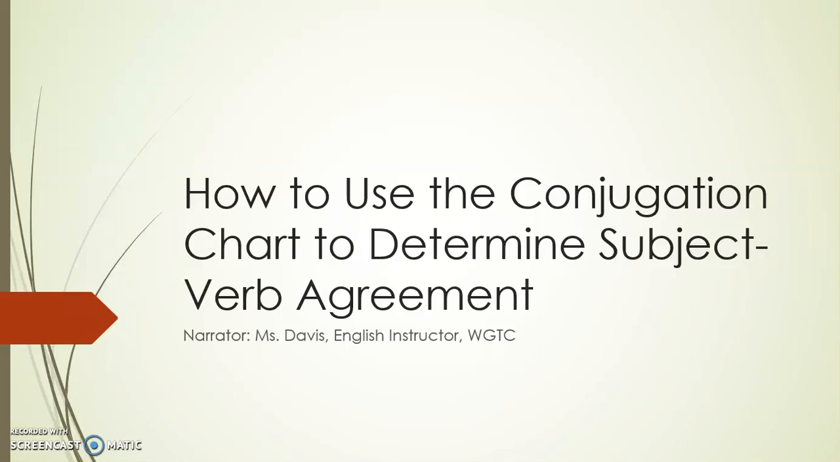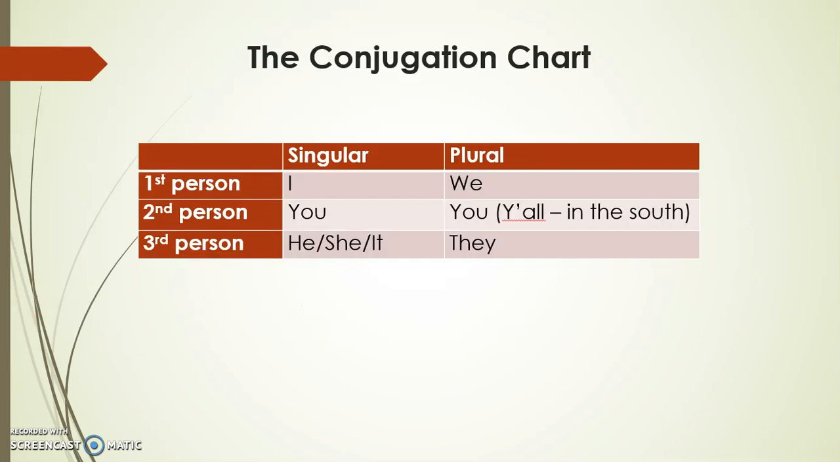Hello, I'm going to talk to you today about how to use the conjugation chart to determine subject-verb agreement. Let's look at the conjugation chart. The conjugation chart is just a formal way of looking at the way that we conjugate verbs. For example, the verb to be, if you want to use I as your subject, you would say I am. You're conjugating the verb to be to fit the subject of I.